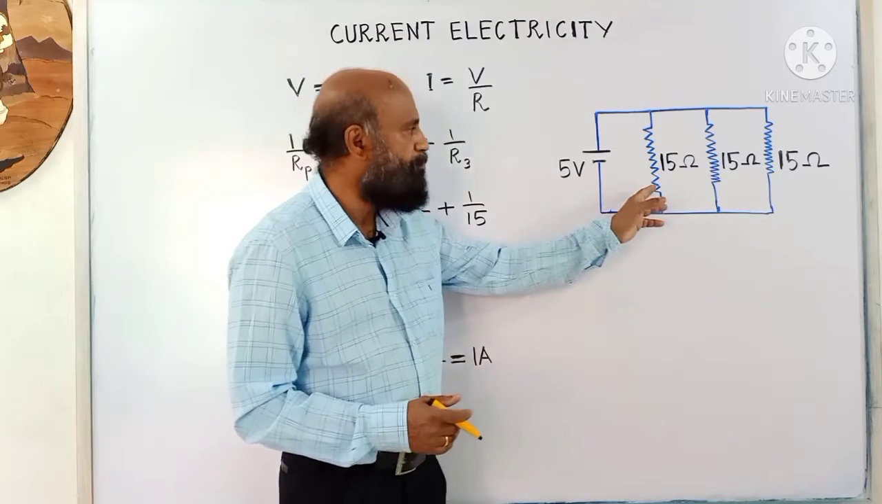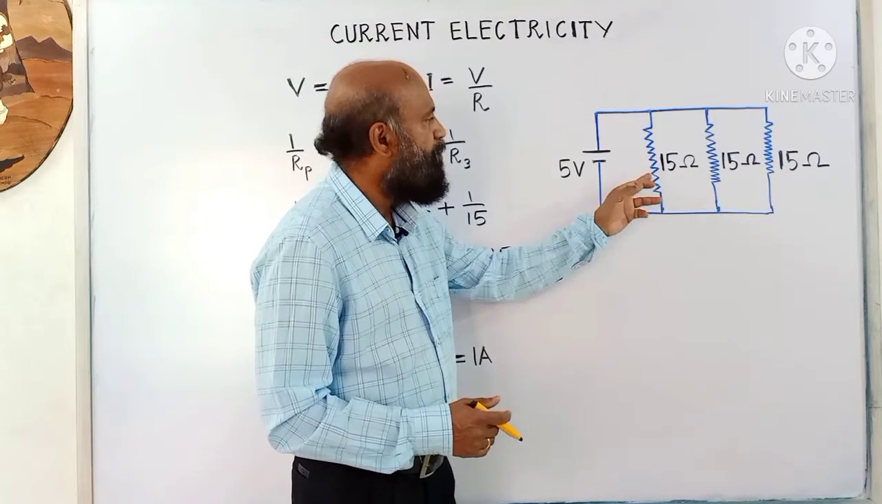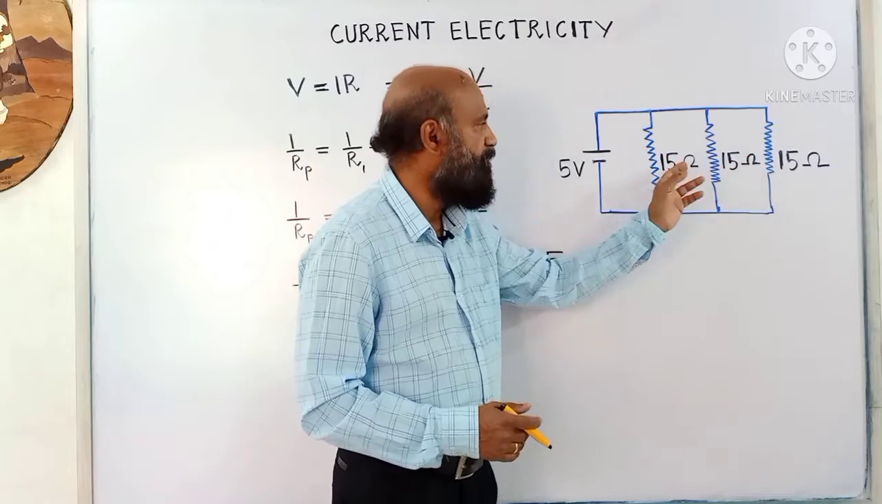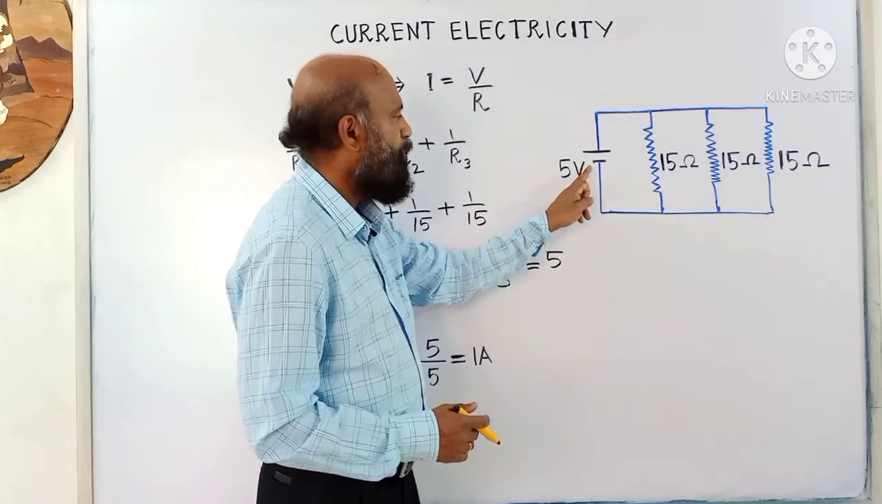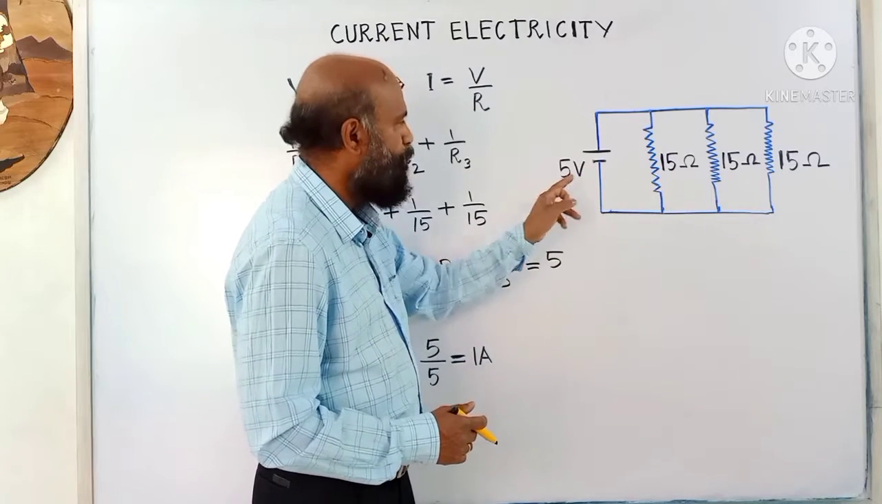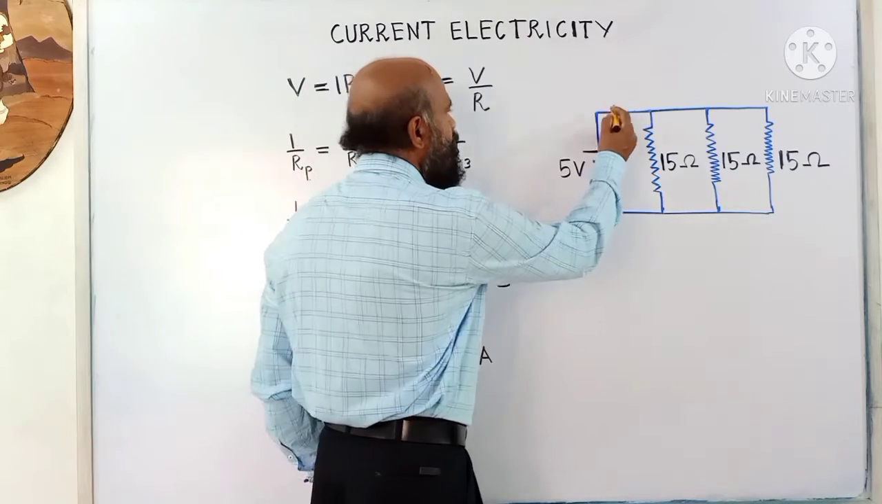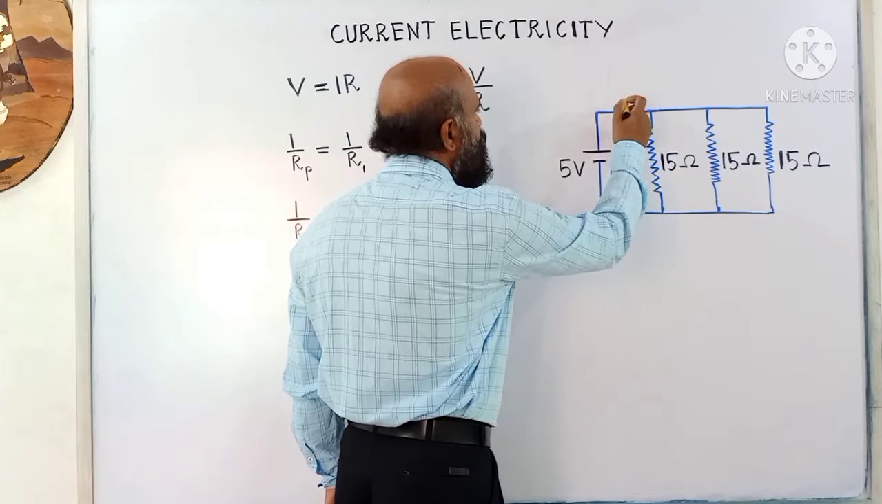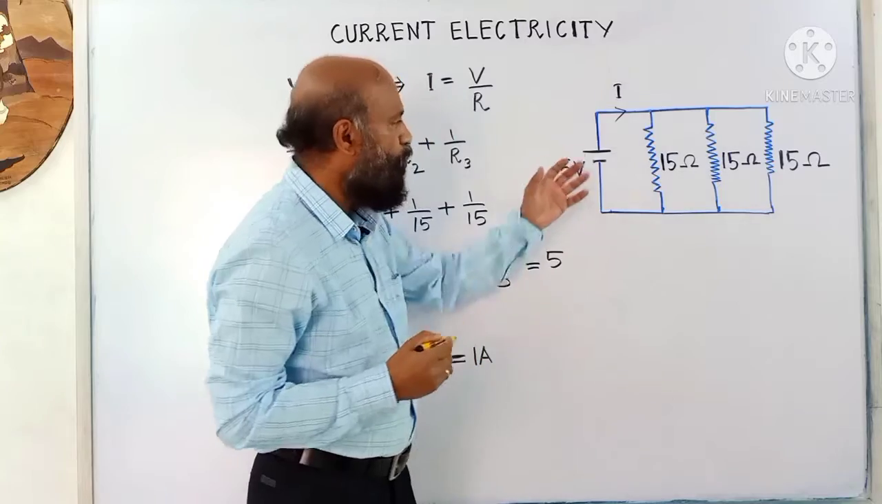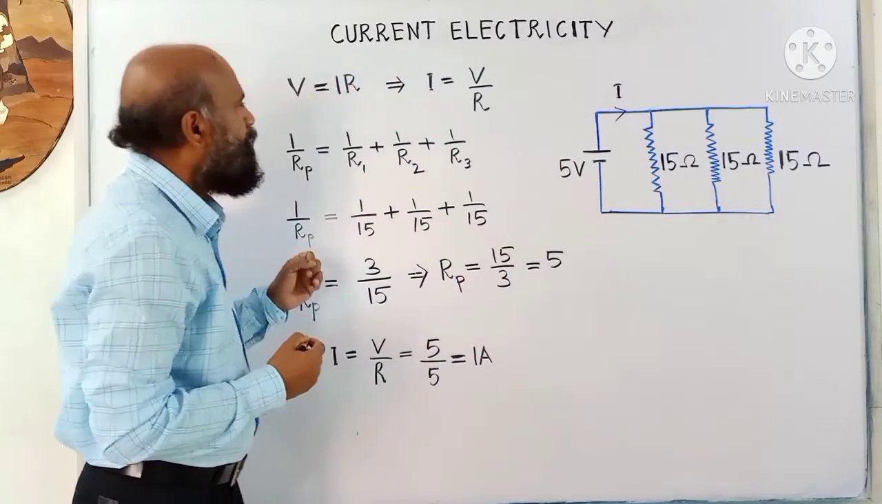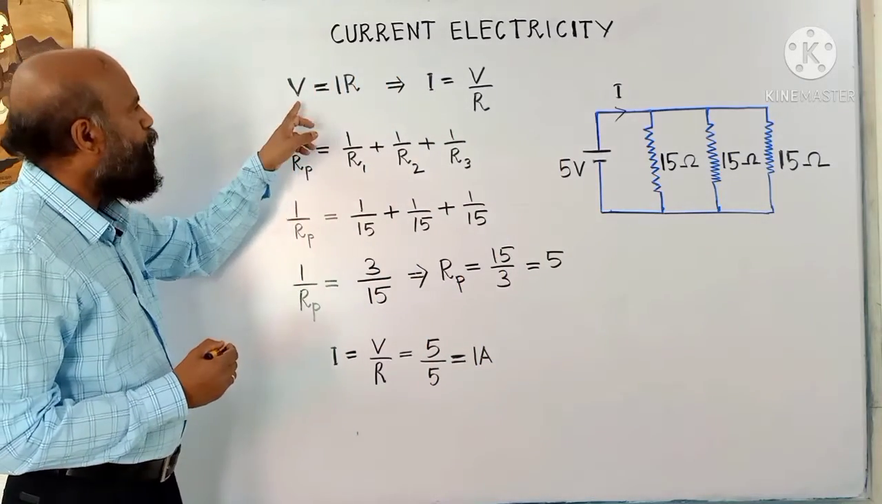Here there is a sum where three equal resistances of 15 ohm are connected across a potential difference of 5 volt. You have to find the current passing through the circuit, the current drawn from the battery. It is based on Ohm's law.